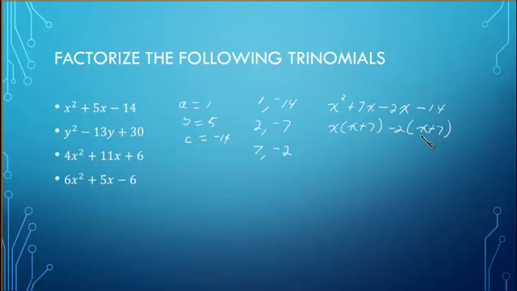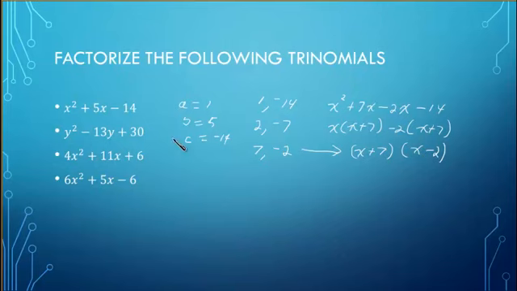And then we see x plus 7 is common. Notice that in this particular case, since a is equal to 1, we did not have to go through this intermediate step here. Whenever a is equal to 1, once we find the two factors that add up to b, in this case 5, we can go directly to the answer. It'll be x plus this value and x plus this value. In other words, x plus a minus 2, which is x minus 2.